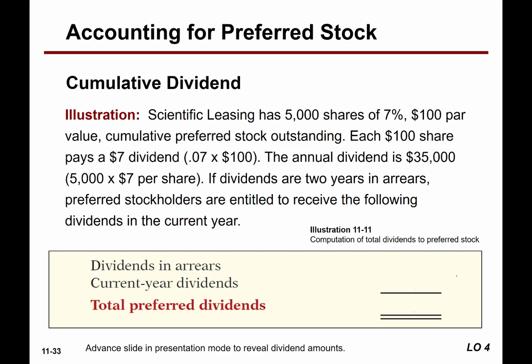They got that by taking the what? 0.07 times the par value. Okay, so it's a $7 dividend per share. The annual dividend is $35,000, which is 5,000 shares times the $7. If dividends are 2 years in arrears, preferred stockholders are entitled to receive the following dividends. Dividends in arrears is going to be what? The 2 years, in which it was $35,000.